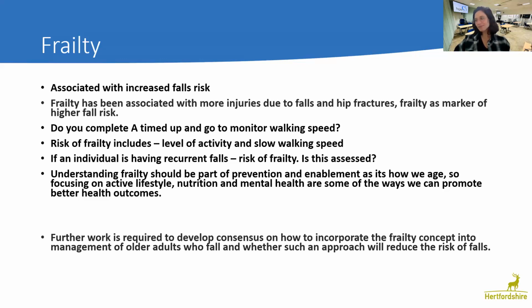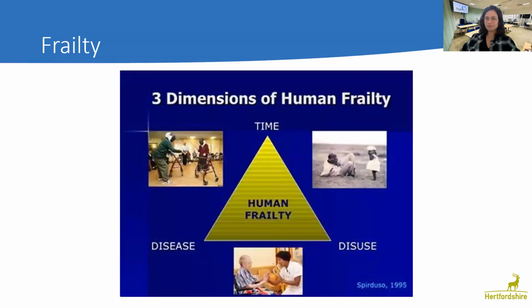But for me, it says it all here, right? It's around that prevention, so it's around those outcomes. It's around prevention and enablement. As I said, we're likely to become more frail the older we are, but it's not inevitable. It's not an inevitable part of aging. It's how we age with time, disease, and disuse.